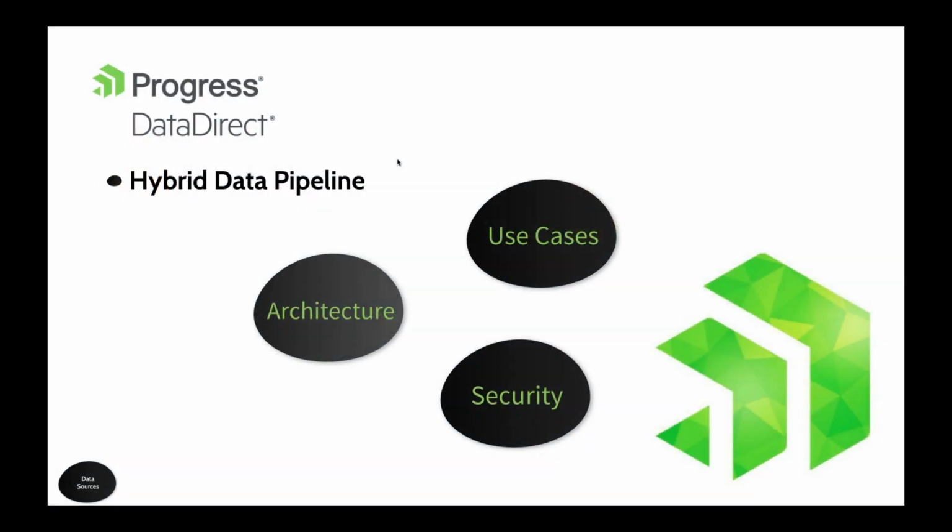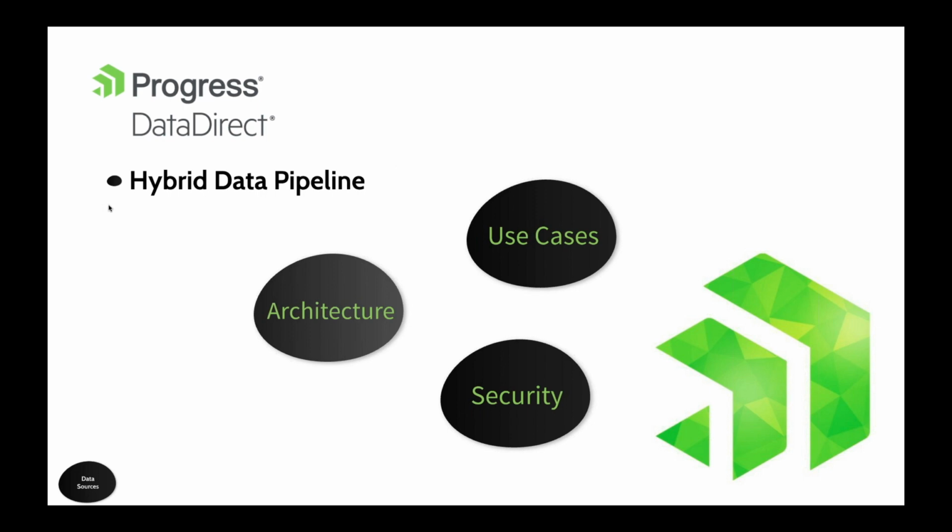Basically, I want to go through a quick overview of Hybrid Data Pipeline, what the product does, how it works, some popular use cases, and then a little bit of the architecture of the product. And then we'll get into really why everyone's here, the questions.